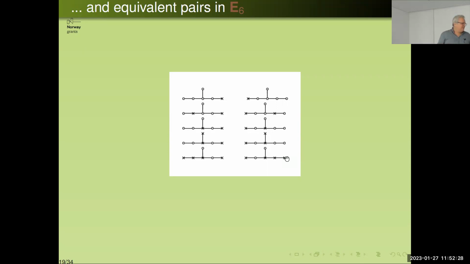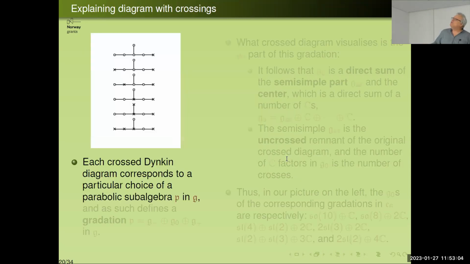So if I make a reflection, these are equivalent. And I didn't say that these are all. You can even count how many you can do here. I don't care, but I just want you to know that if you want to know how many gradations a given simple Lie algebra has, just evaluate the number of non-equivalent crossings. You can count it yourself.